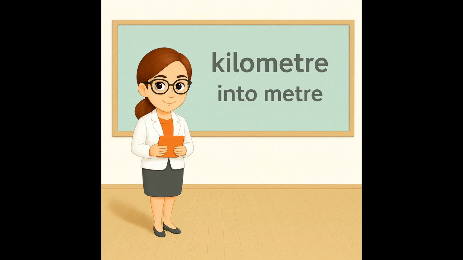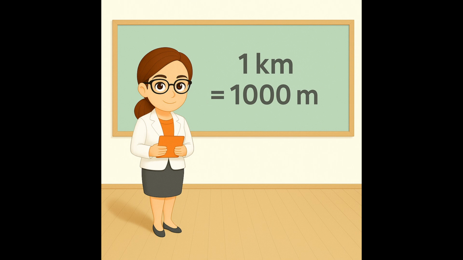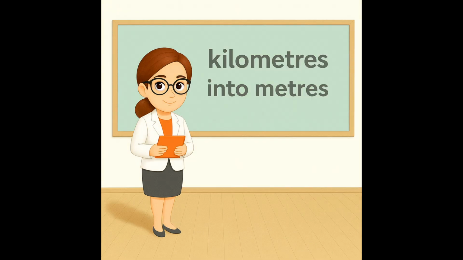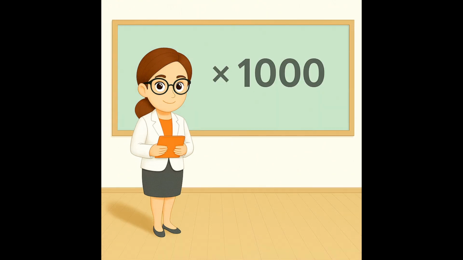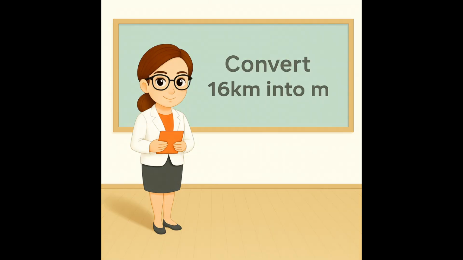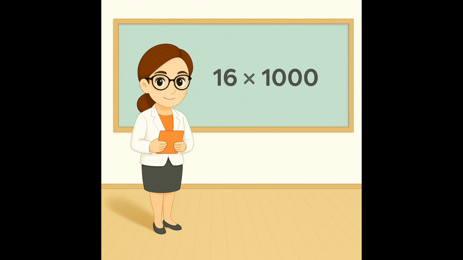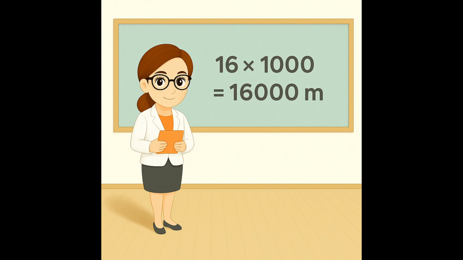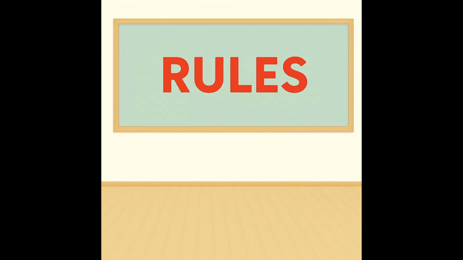Third unit is kilometers into meters. 1 kilometer is equal to 1000 meter. So to convert kilometers into meter, we need to multiply by 1000. So 16 kilometers, if we have to convert it into meters, we will multiply 16 multiplied by 1000, which is equal to 16,000 meters. Here are some important units to remember.